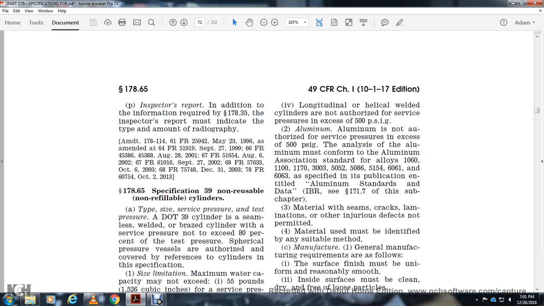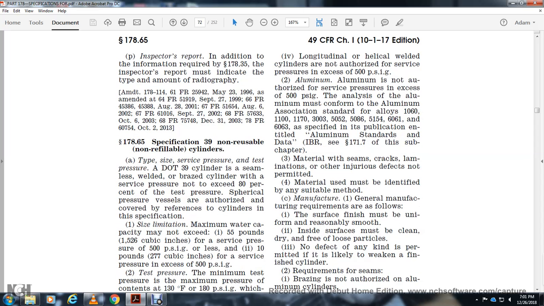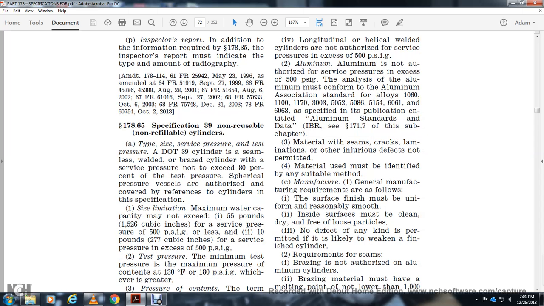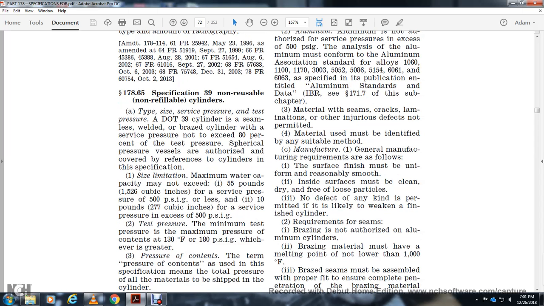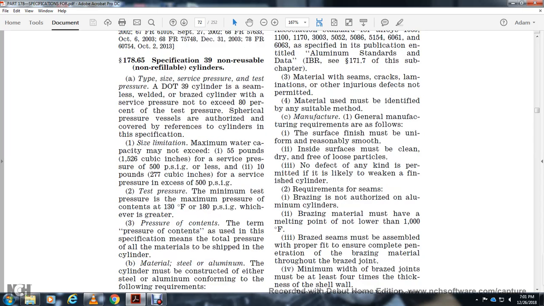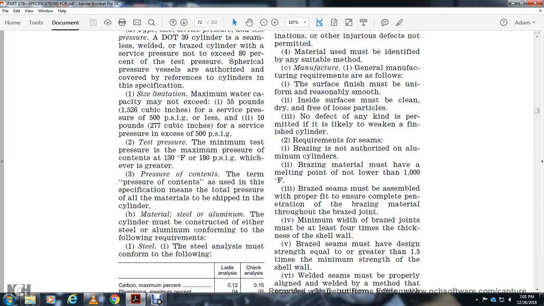General manufacturer requirements as follows. Surface finish must be uniformly reasonable, smooth inside. Surface must be clean, the joint free of loose particles with no defect of any kind permanent, likely to weaken the finished cylinder. Requirements for the seam: brazing not authorized for aluminum cylinders. Brazing material must have the melting point but not lower than 1,000 degrees Fahrenheit. And brazing seam must be assembled with proper fitting to ensure the complete flow of the brazing material throughout the brazed joints. Maximum length of the brazed joint with at least 4 times the thickness of the shell wall. Brazed sheet must have the design strength equal to or greater than 1.5 times the minimum strength of the shell wall.